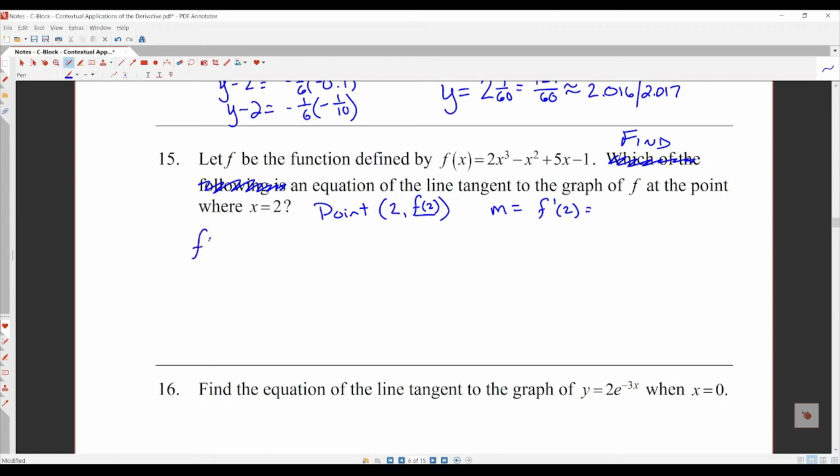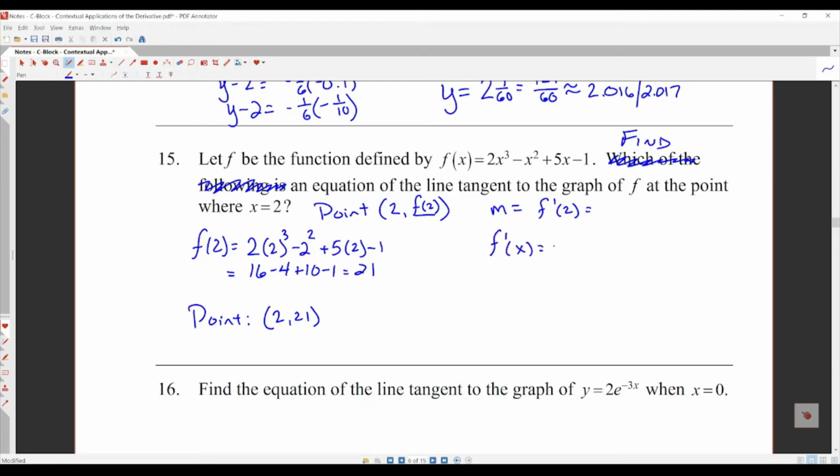So let's start off by finding f of 2. So I get 2 times 2 cubed minus 2 squared plus 5 times 2 minus 1. 2 cubed is 8 times 2 is 16, minus 4, plus 10, minus 1. And we get 21. So our point is the point (2, 21).